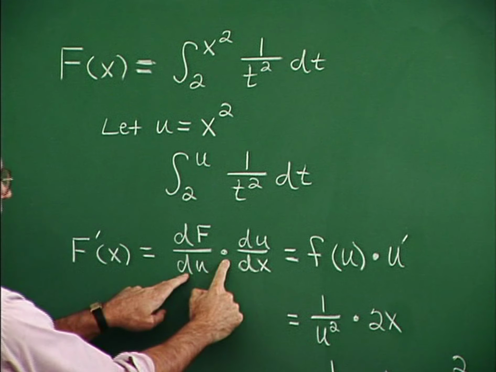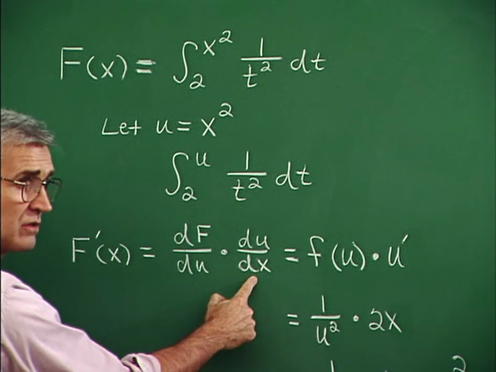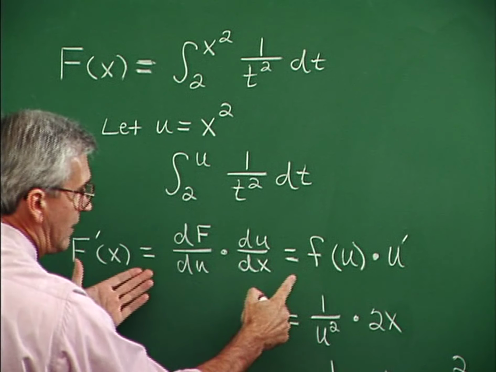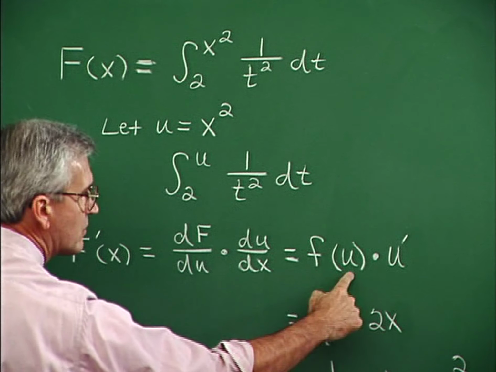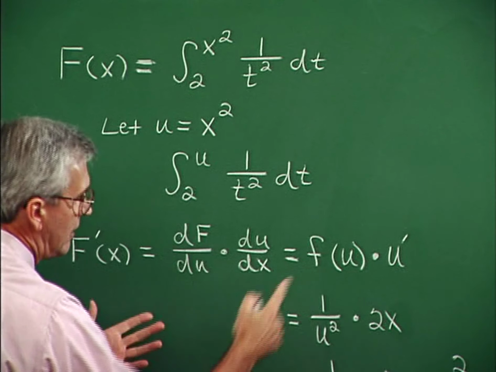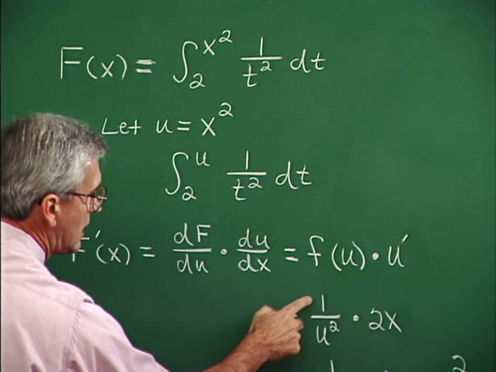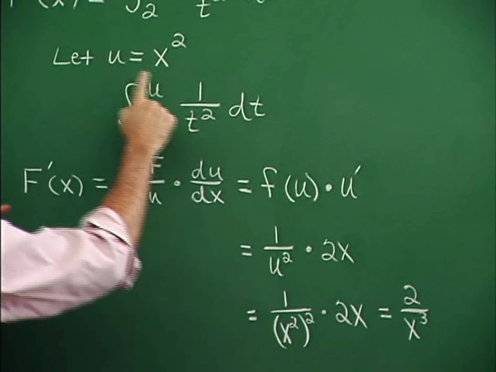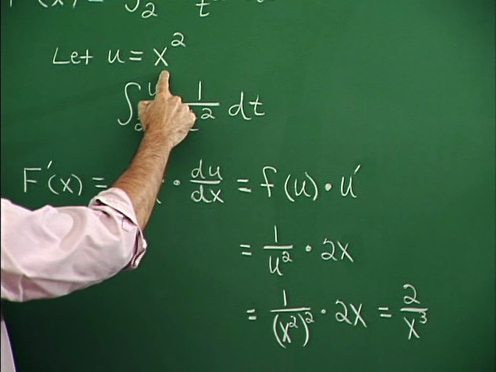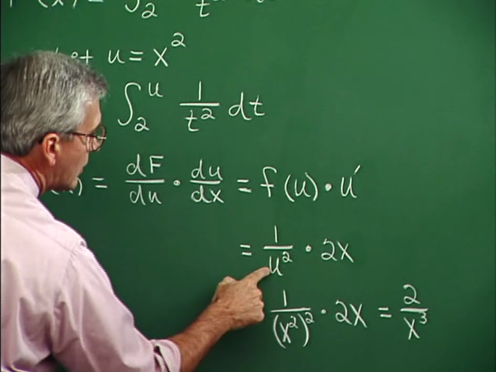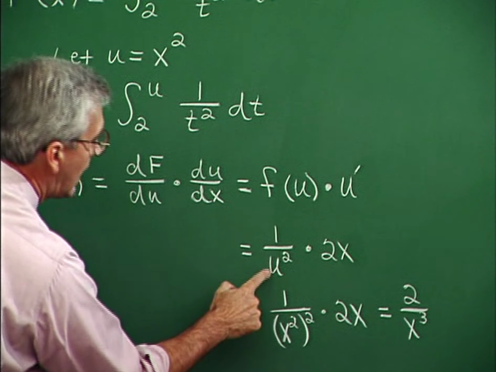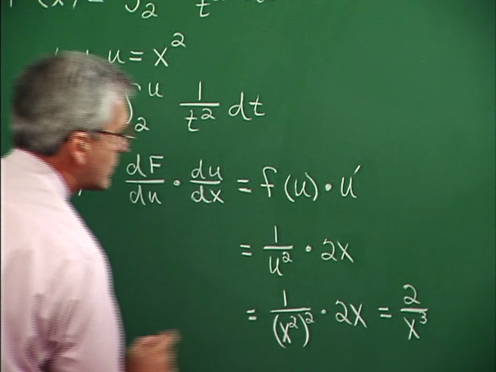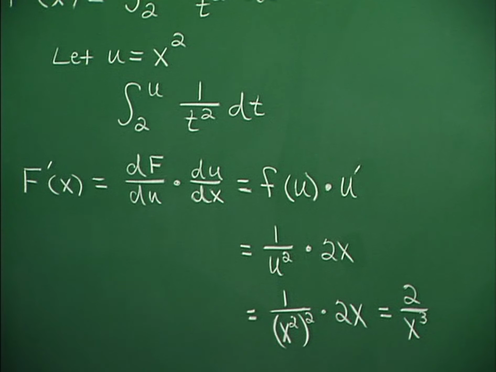And then we multiply times the du dx, the derivative of u with respect to x, and therefore we have f in terms of u times the u prime. And for this problem, it turns out to be 1 over u squared times the u prime. Remember u was x squared, so the derivative of u would be 2x, and the u is the x squared, so this is x squared squared, or 2 over x cubed. So that's the way the process works.